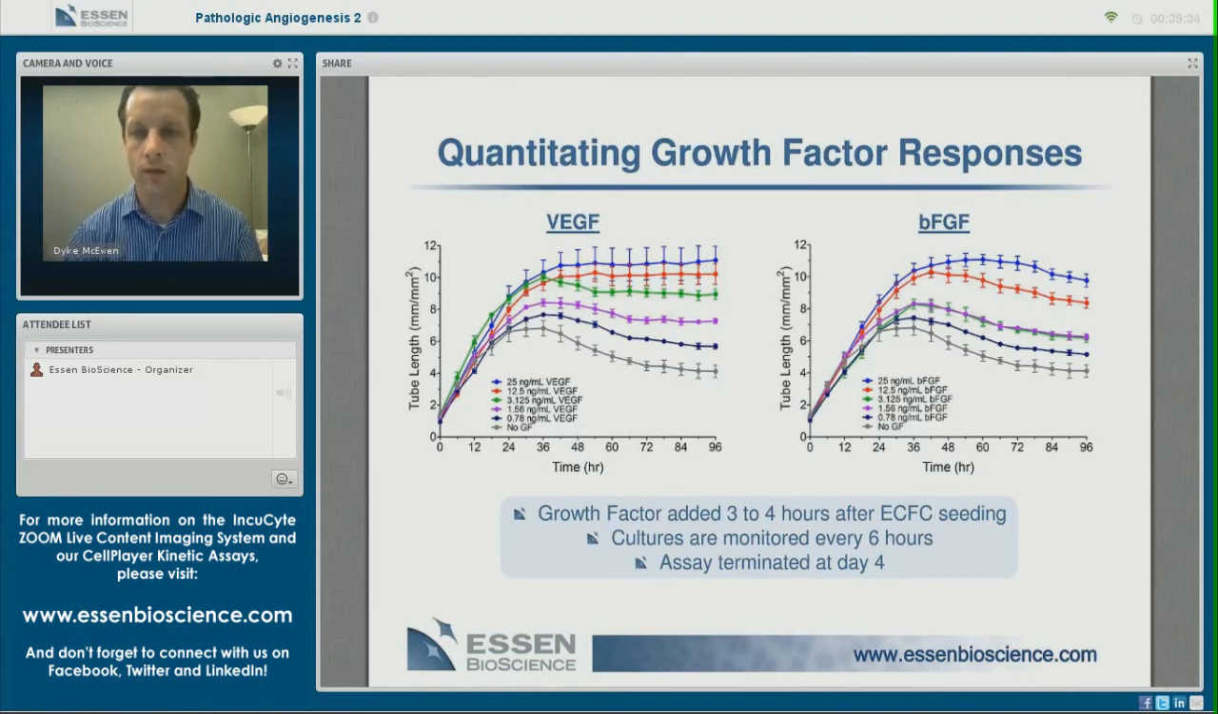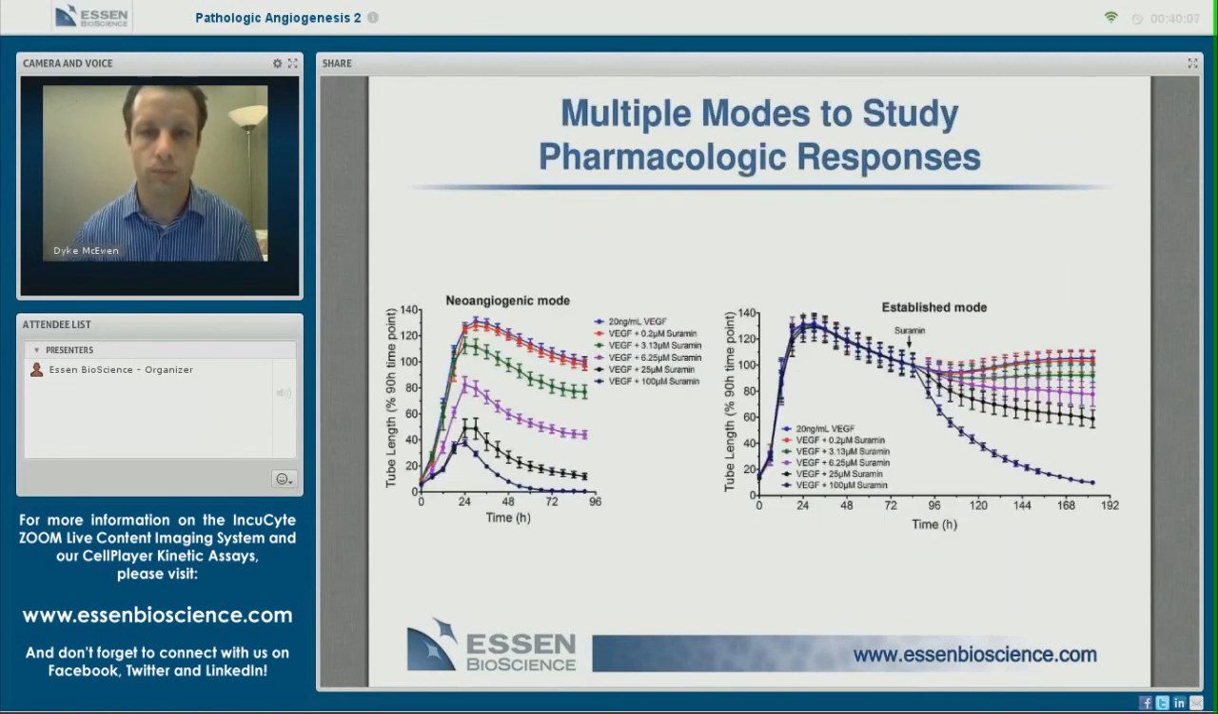One thing to note that's a little different than the prime kit is that this STEM kit does require a higher concentration of growth factor, where 10 to 20 nanogram per mil growth factor is a maximal response, whereas in the prime kit it's around 4 nanogram per mil. The reason for this is that the media for the STEM kit is a little different and contains a lower level of serum, and this requires a higher level of growth factor to stimulate angiogenesis. Nevertheless, we are able to measure a pro-angiogenic response over the 4-day assay time course.